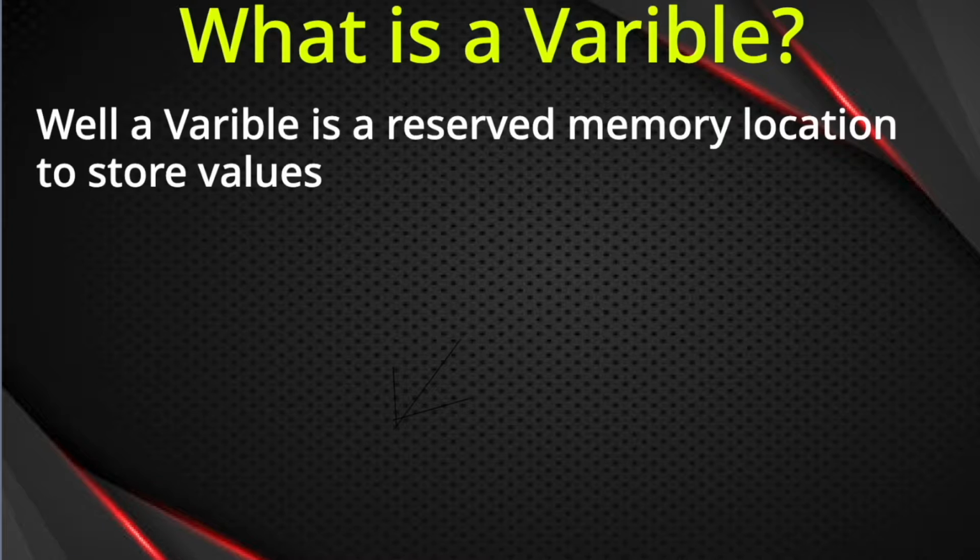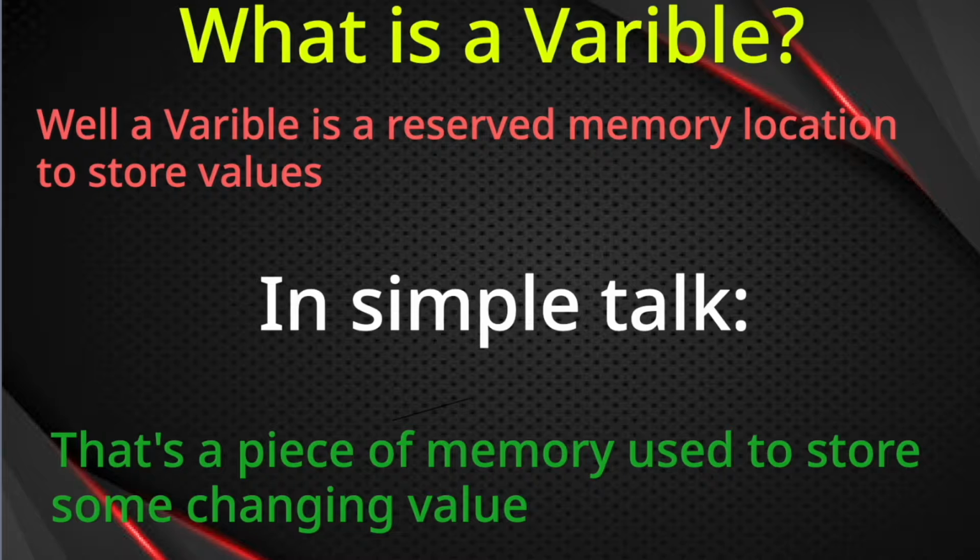Well, a variable is a reserved memory location to store values, and that might just seem like I just got a bunch of random words from the dictionary and put them into a sentence, but in easy talk, that is a piece of memory that is used to store some changing value. And I put them in green and red to show simplicity, but if you even find this one confusing, then just continue watching this video as it gets pretty straightforward after.